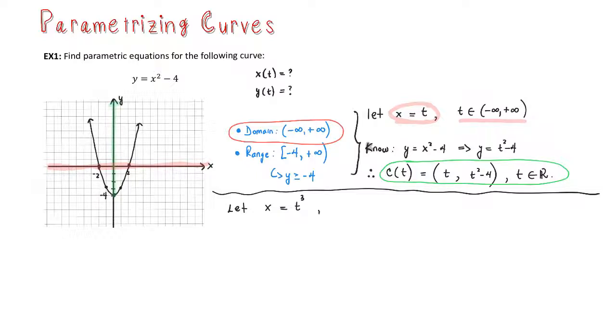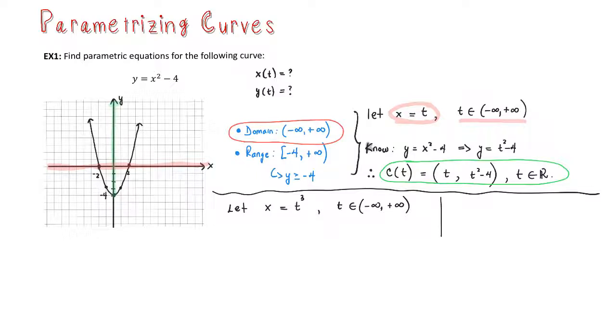Why not? And again, t can be all real numbers. Actually, let me write it like before in interval notation. t can go from negative infinity all the way to positive infinity. Why t to the third? Because t cubed, again, captures all real numbers for x.